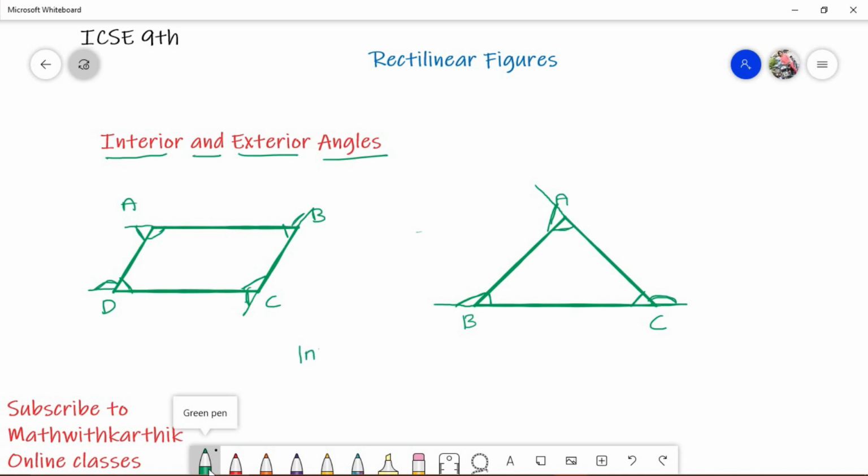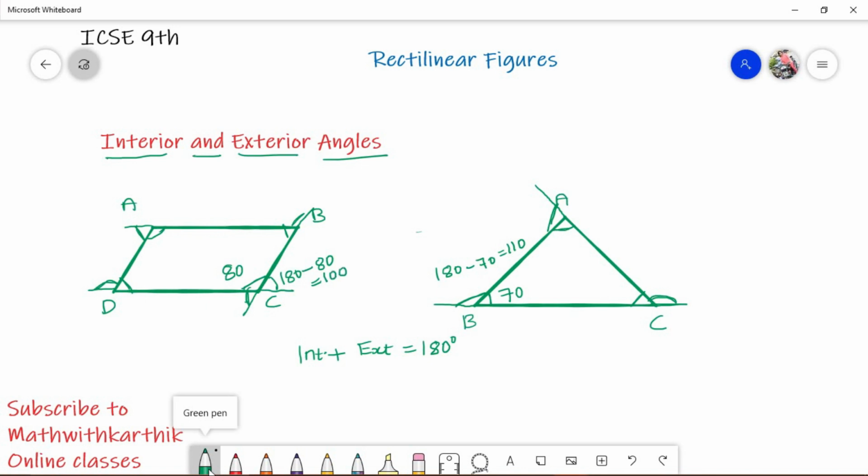Always remember that interior plus exterior will always be equal to 180 degrees. Now, if interior is 70, exterior will be 180 minus 70, that is 110. If interior is 80 here, exterior will be 180 minus 80, that is 100.